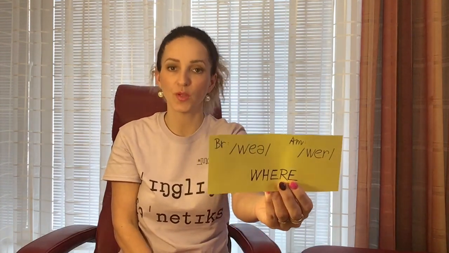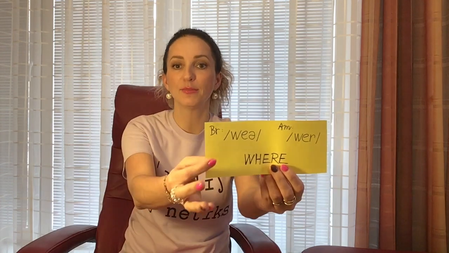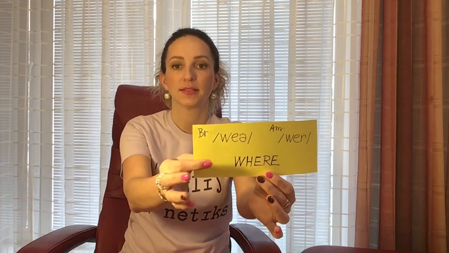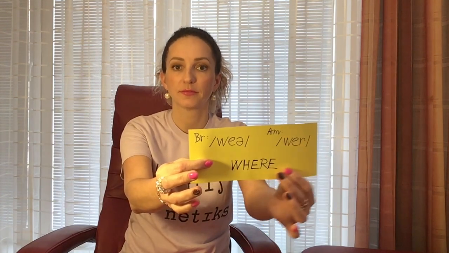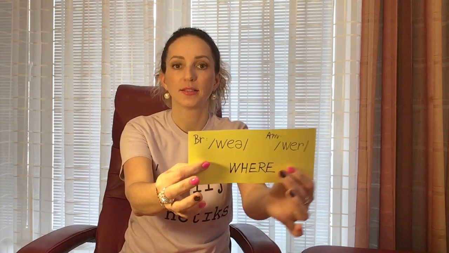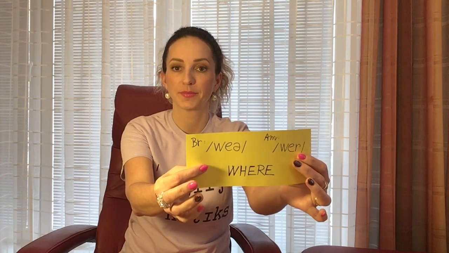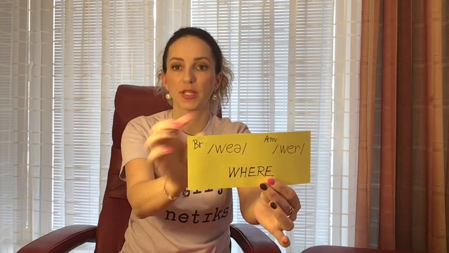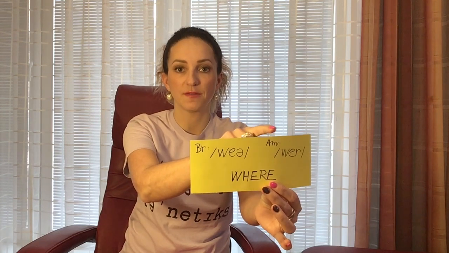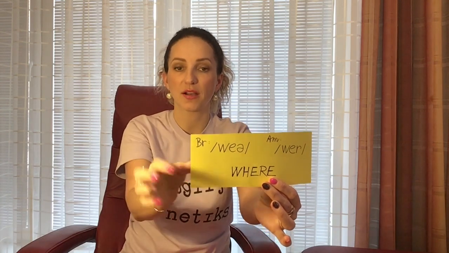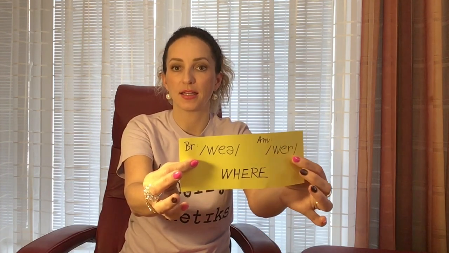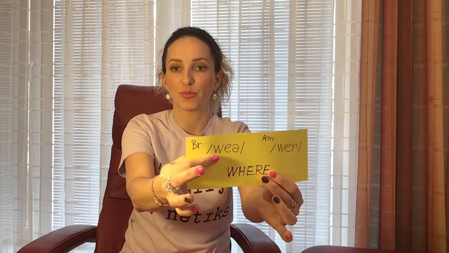Now let's have a look at British and American versions. We've just talked about the British version, so let's compare to the American one. British, where. American, where. British, where. American, where. So you know that in the American version you have to pronounce the final r sound. And also in the American version you do not really have the diphthong air, but you just pronounce e and r. Where. But in British, where.